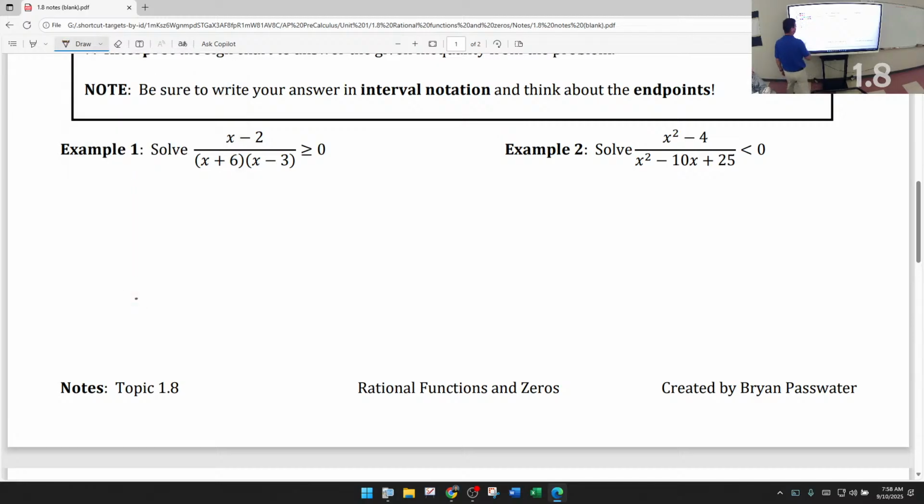Oh, that's so nice of them, because it's already factored. So I don't have to do a whole lot of mental math at all. I just got to make my little number line. I don't even put arrows on it. And my smallest value is -6.